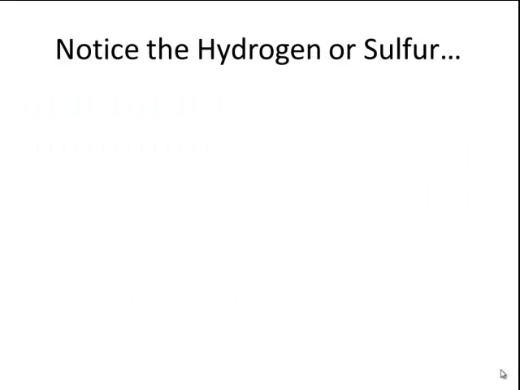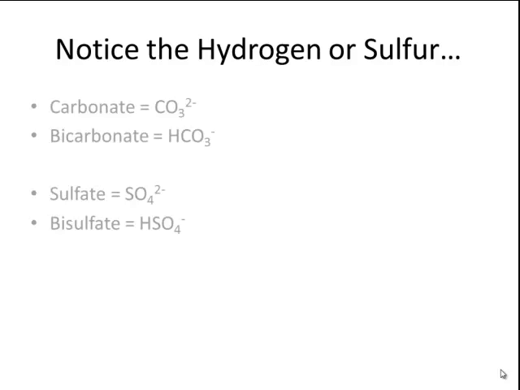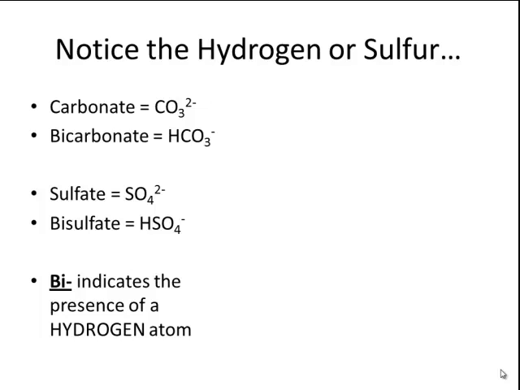The next 2 patterns are a little less common, but still ones that you will see when naming polyatomic ions. Notice the differences between these 2 sets of ions. The only differences are the addition of a hydrogen and the addition of a prefix bi. That prefix of bi indicates the presence of a hydrogen atom. So instead of carbonate, if there's a hydrogen there, we would call it bicarbonate. It is also common to call that ion hydrogen carbonate.